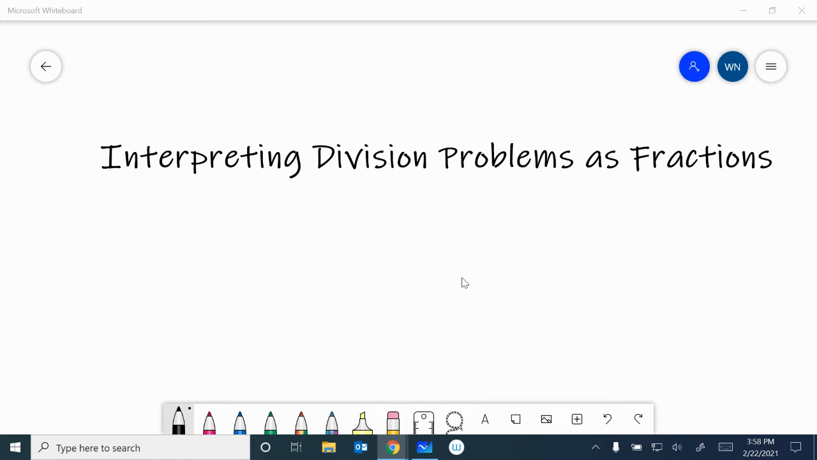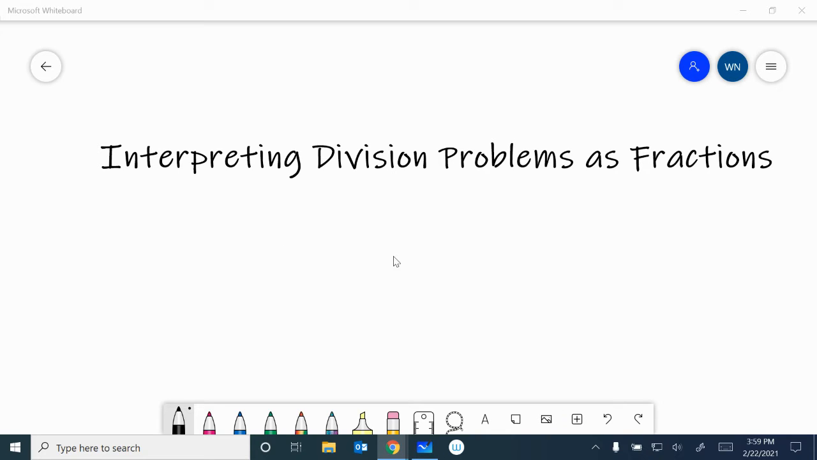Hey guys, today we're going to be focusing on interpreting division problems as fractions. These types of problems are going to look really familiar to you from your most recent TE21 test. Now the answers are going to look a little funny, but it's going to make a lot of sense once we understand how to work it out.